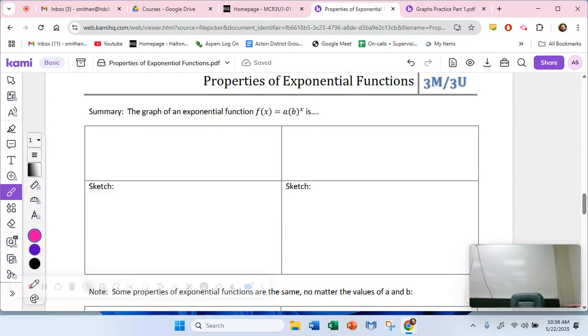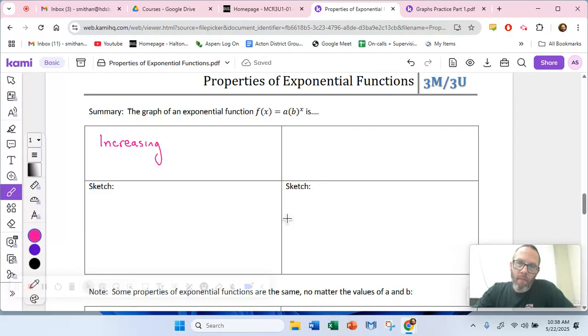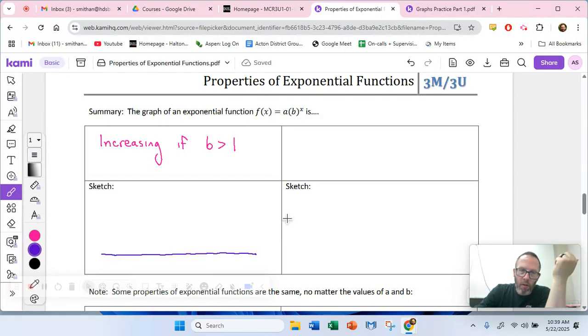So if you're thinking about what is the graph of an exponential function, a times b to the power of x, look like? Well, there's 2 different ways it could look. The first is the graph could be increasing if the base is bigger than 1. Think about our graphs. When the base was 2, it was increasing. When the base was 3, it was increasing. When the base was 0.5, it was decreasing. And what does this look like? I'm just going to draw a little mini axis here, a little y-axis, a little x-axis.